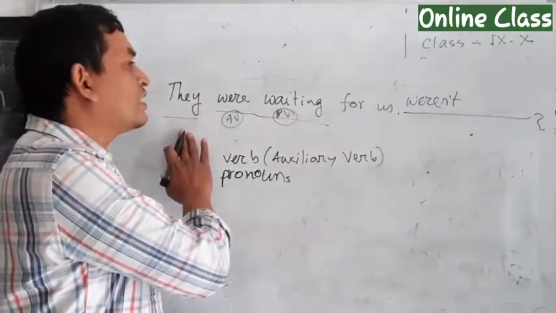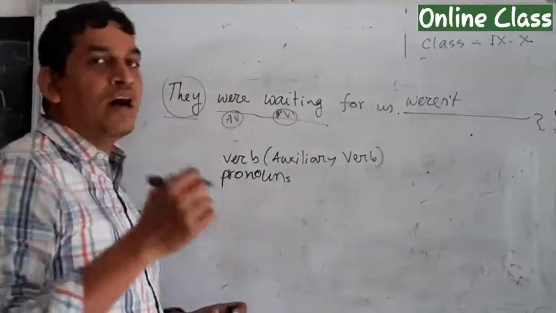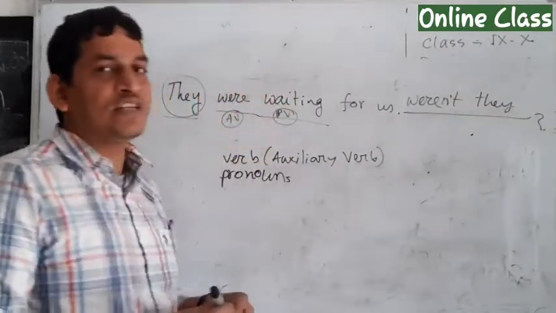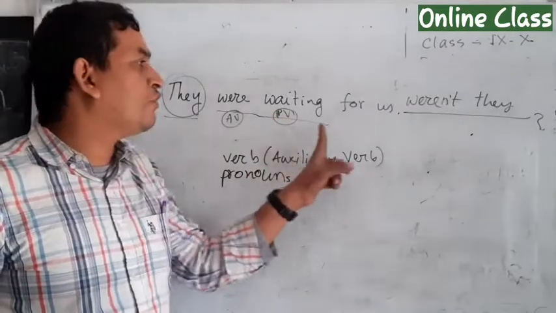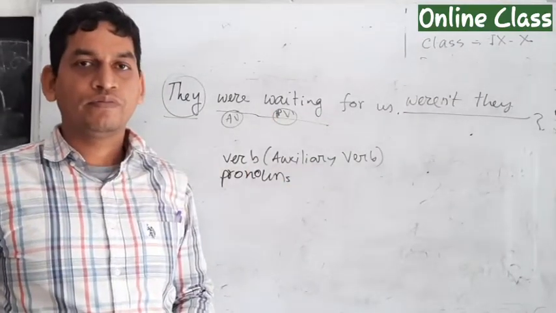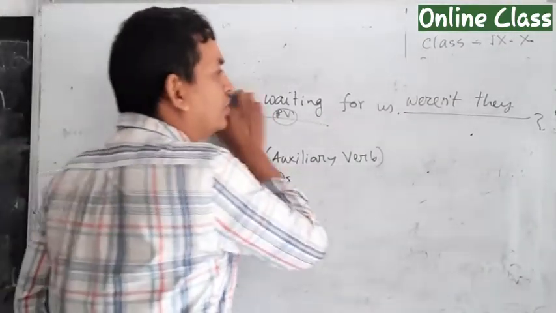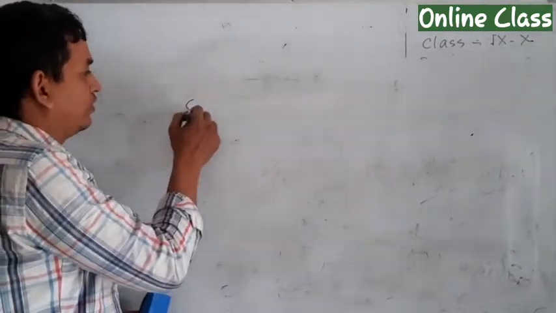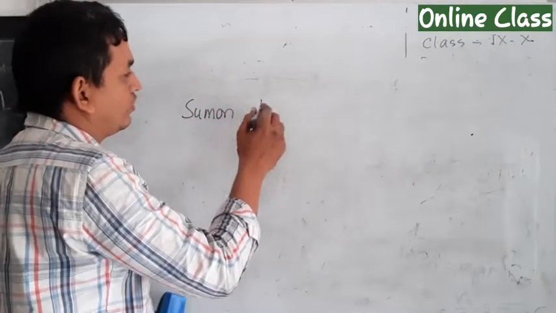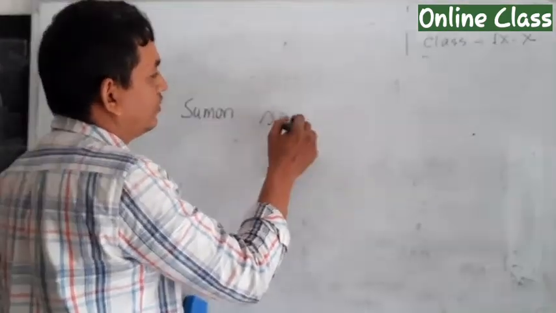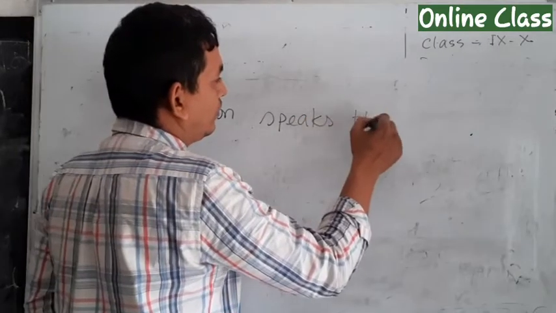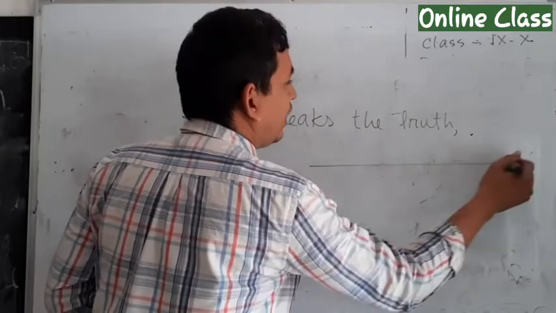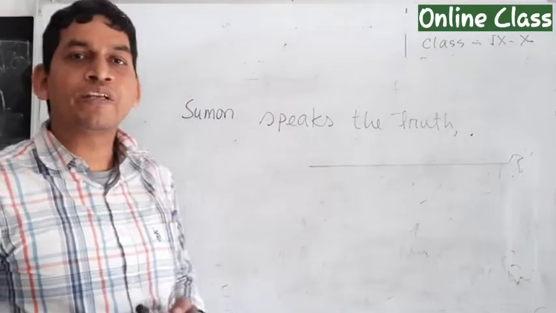Here the subject is they. That's why we have to write the subject they because the subject is itself a pronoun. So we must write here they. Weren't they? This is the tag question. So, they were waiting for us, weren't they? Let's go to the next question. Shumon speaks the truth.